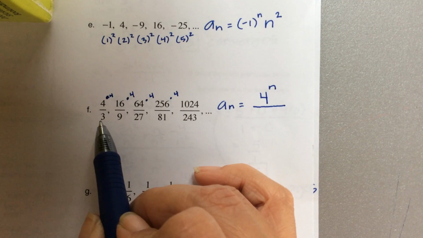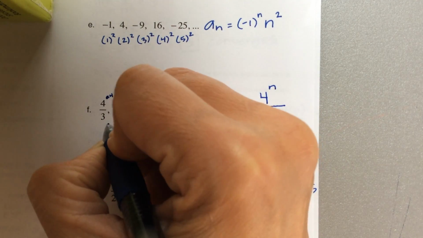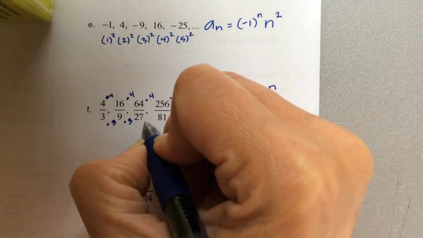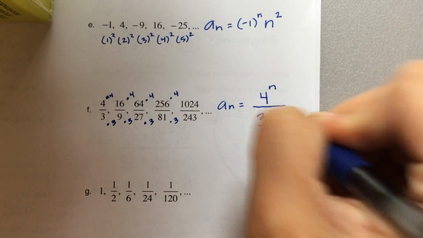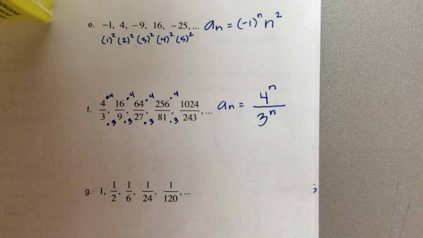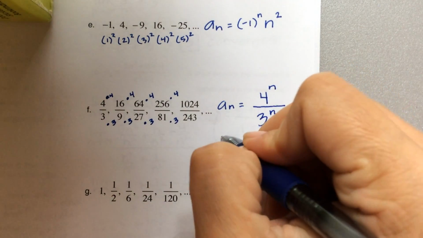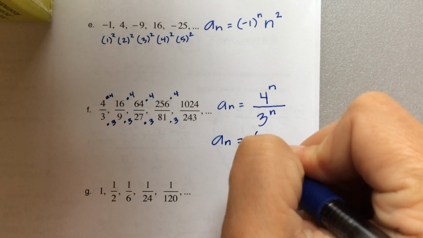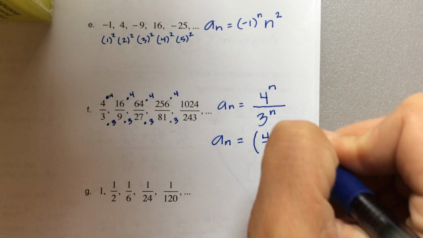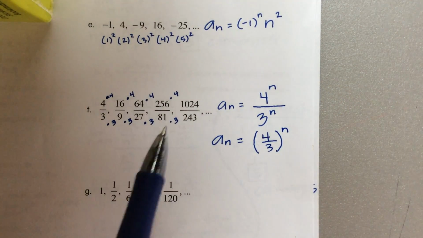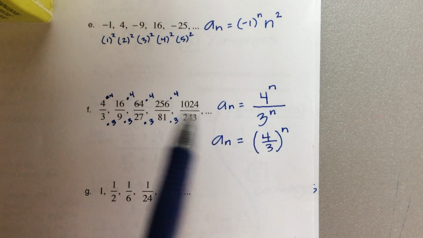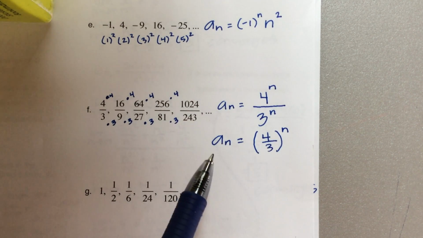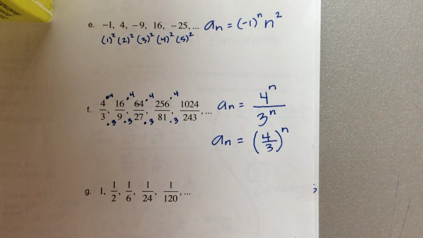In the denominator, I notice that I'm going up by 3's, and it's multiples of 3 instead of adding 3. So I have this ratio right here. The other way that you could write this, because they're both to the power of n, is 4/3 to the n. And you could check any of them. Let's check the third one just to make sure. 4 to the third power is 64, and 3 to the third power is 27, which would give us 64 over 27, so that one works.